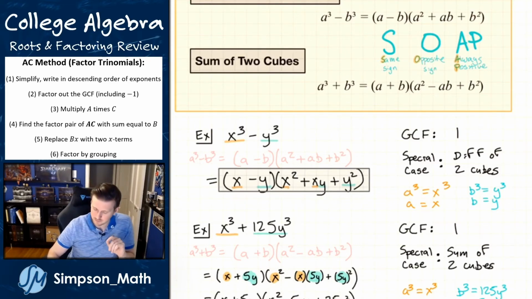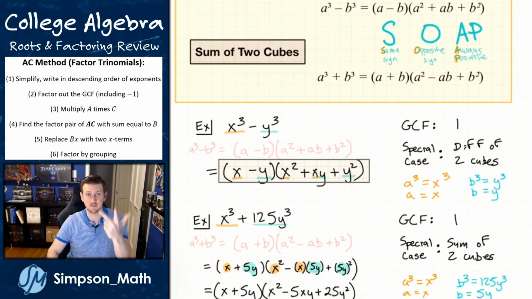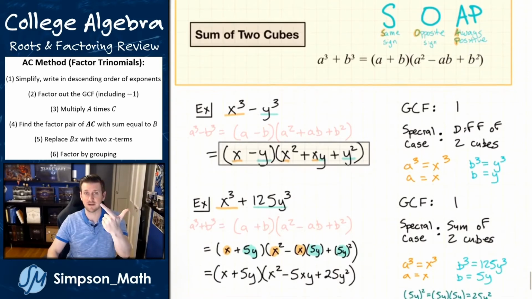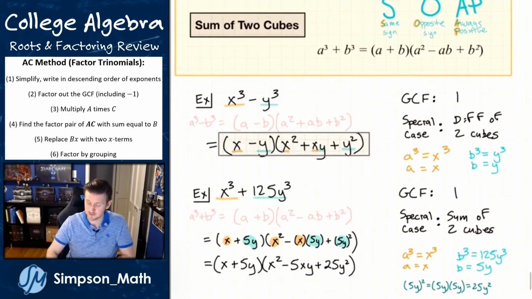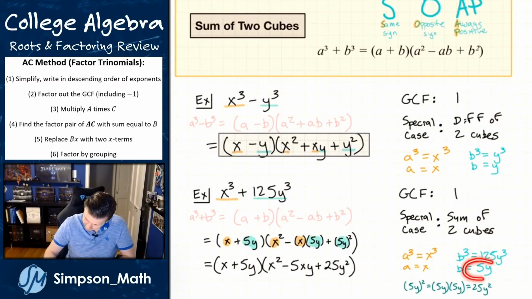So can't do that. All right, let's look at x cubed plus 125y cubed. Again, these are all perfect cubes. x cubed, y cubed, perfect cubes. 125, that is 5 times 5 times 5. 5 times 5 is 25. 25 times 5 is 125. So now that I recognize what's a and what's b, I just need to fill in the blanks.